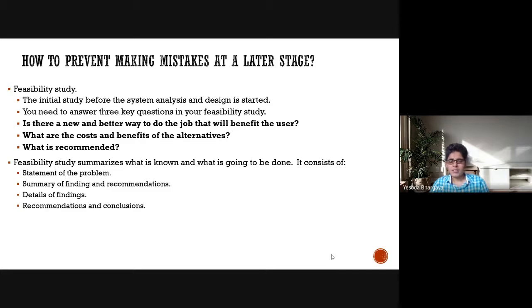So in a feasibility study, there are three key questions you need to ask. Is there a new and better way to do the job that will benefit the user? Assuming that you already have some way in front of you, you have to critically examine whether there is a new and better way to do the job, what the costs and benefits of the alternatives are, and what is recommended.